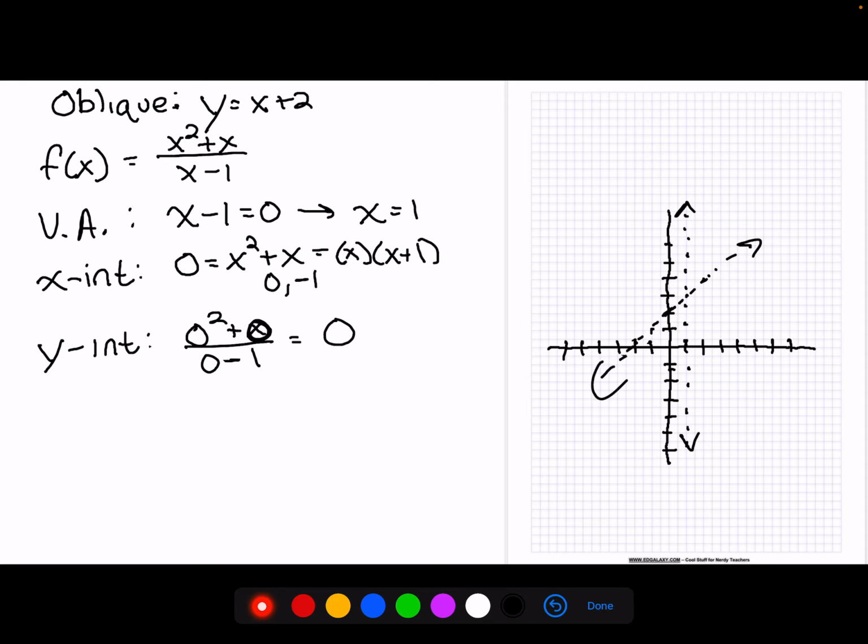Then x-intercepts at 0 and -1, and the y-intercept at 0, the origin. That's that intercept there. After that, we can do an xy table to come up with some more points to get a really good idea of how this graph is going to look.